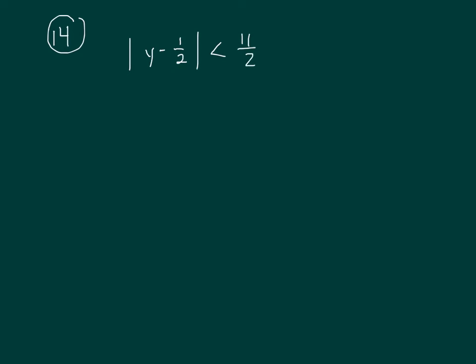Well, if you have an absolute value less than, what you do is you take what's in the absolute value, take it out, and form a compound inequality. The upper limit is 11/2, and the lower one will be negative 11/2. Let me show you why that works.